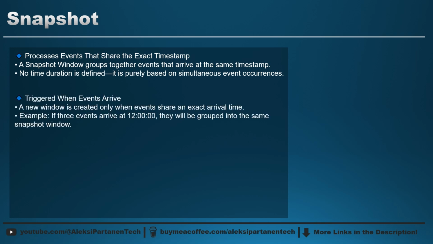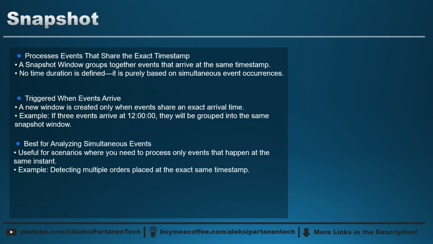Snapshot is triggered when a new event arrives. For example, if 3 events arrive exactly at the same time, then they will be grouped into one snapshot window. This window is best for analyzing simultaneous events. It can be used to detect some anomalies, for example, orders that are placed exactly at the same time.